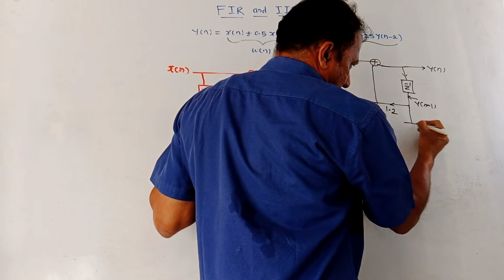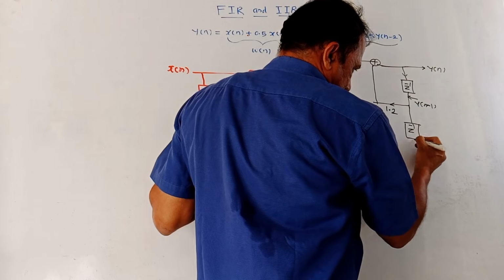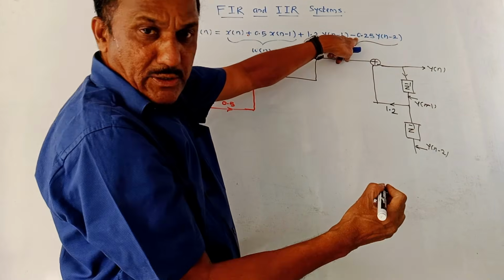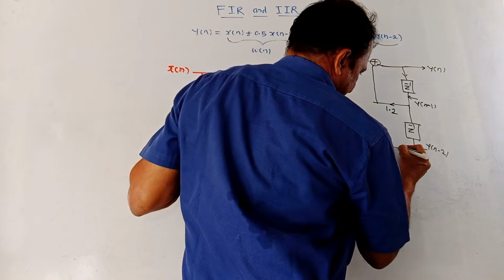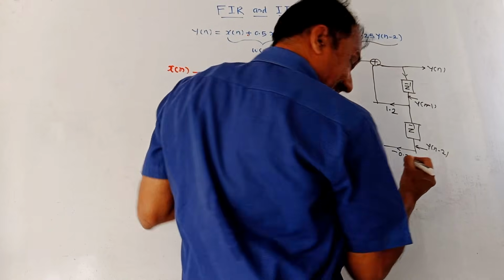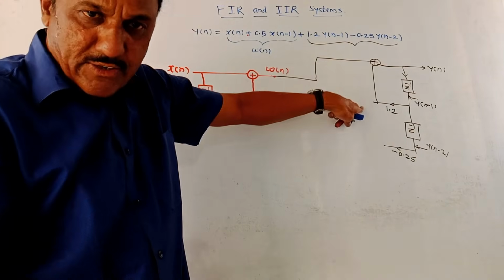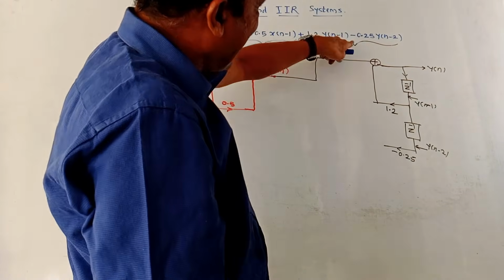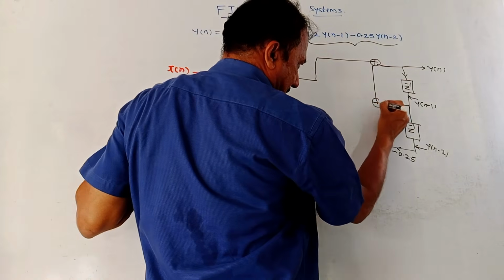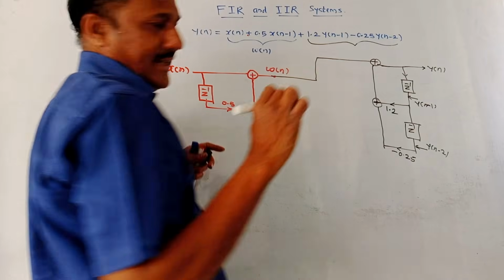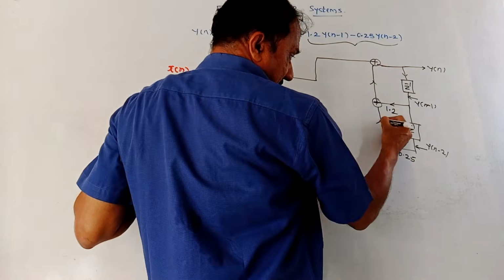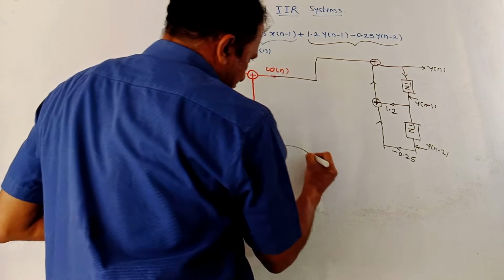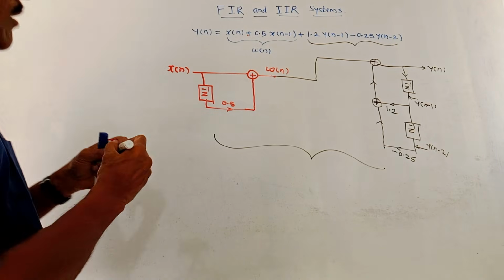So if I draw one more delay like this, then at this point I am getting term y of n minus 2. It is multiplied with minus 0.25. So I will write here minus 0.25. As I said, don't write only 0.25 and draw a subtractor. It is not allowed. We have to make use of adders only. So I will write minus 0.25 and it is added with the earlier part. So I will mark one adder over here and complete the design like this. So observe this diagram. This part is the feedback connection. It is added with the earlier part. This total structure represents the structure of IIR systems.